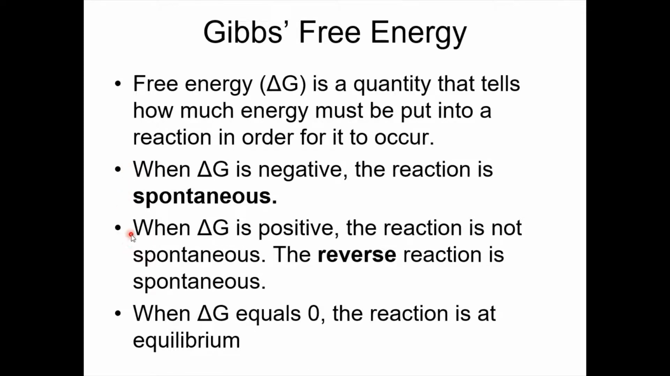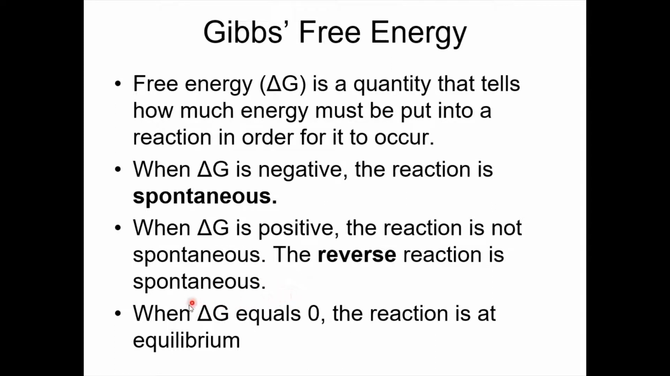When delta G is positive, then the reaction is not spontaneous. As I said earlier, that's how much energy we have to put in order to get the reaction going. It actually turns out that when delta G is positive, it's the reverse reaction that is spontaneous because it would have the opposite sign. So delta G is negative, the reaction is spontaneous. Delta G is positive, the reverse reaction is spontaneous, and our reaction as written from left to right is not spontaneous.